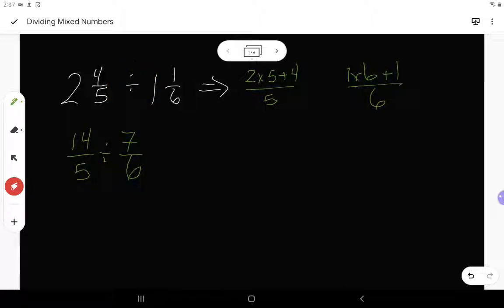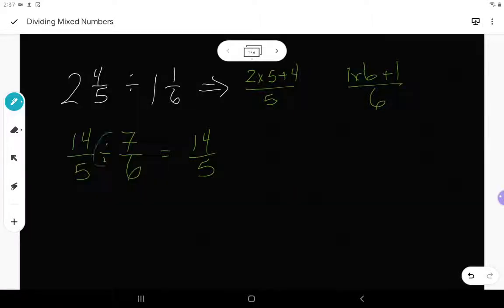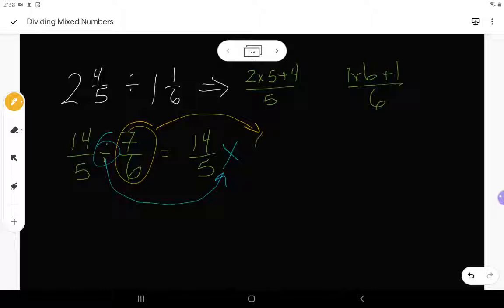Now, from our last video, the process for dividing fractions is we don't actually divide. We are going to multiply by the reciprocal. So I'm going to write this as 14 over 5. So that first fraction stays the same, but instead of dividing, I want to multiply. So I'm going to multiply instead of divide. And since I've done that, I need to take the reciprocal of that second fraction, which means I need to flip that fraction upside down. So instead of being 7 over 6, we're going to now write it as 6 over 7.